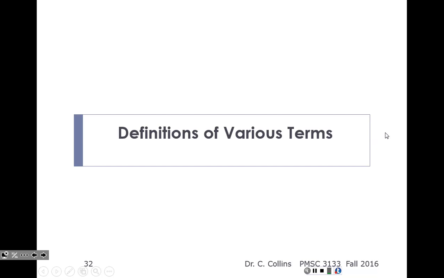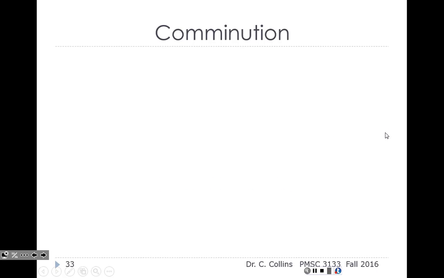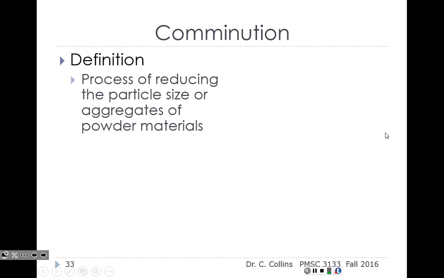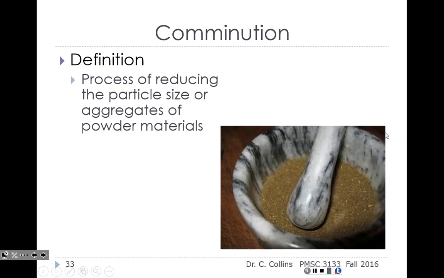And I have 4 more slides real quick. Comminution. Comminution is a general term and the definition of reducing the particle size of aggregates or powder materials. Comminution is reduction in particle size. This is a term I expect you to know. Such as in a mortar and pestle. When you take a powder, you put it in a mortar and pestle and grind it, comminution is one of the things you might be trying to accomplish there. You have tablets you need to turn into a powder, that's comminution.